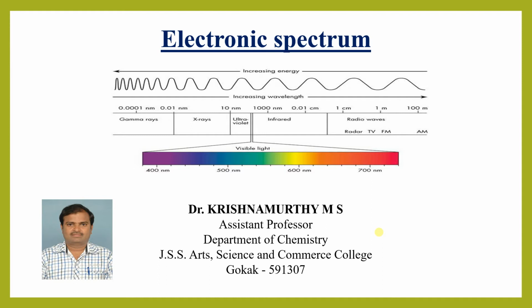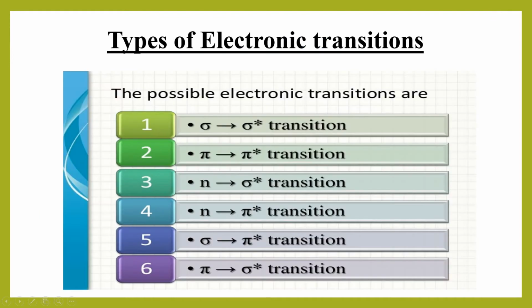So, this is the third video on the chapter Electronic Spectrum. In the last class, we already learned about the concept of potential energy curves for bonding and antibonding molecular orbitals and the energy level diagram, then the qualitative description of selection rules, that is, the spin selection rule and the Laporte selection rule, also called the symmetry selection rule. So today we learn about the types of electronic transitions.